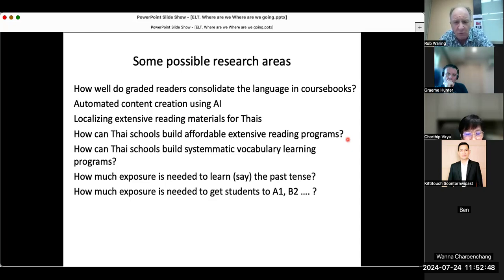How can Thai schools build affordable extensive reading programs? I would say somewhere around 1% of Thai schools at all levels have an extensive reading program. We absolutely need to boost that.